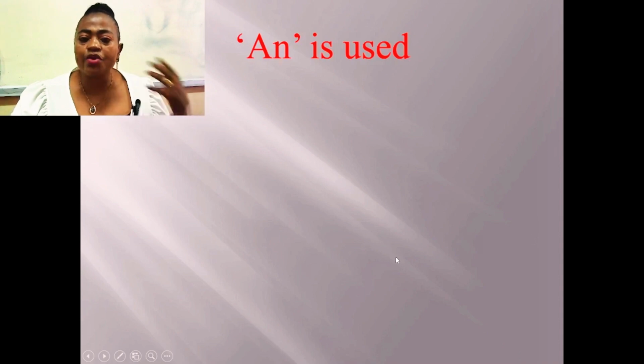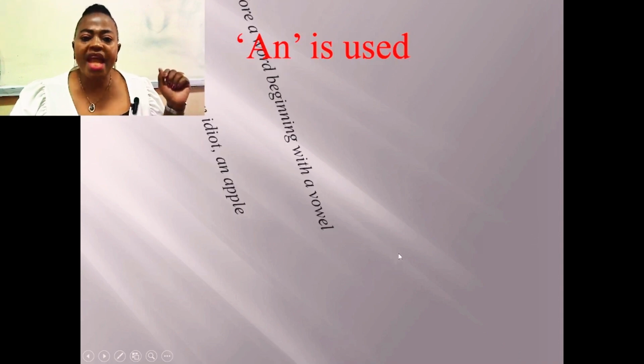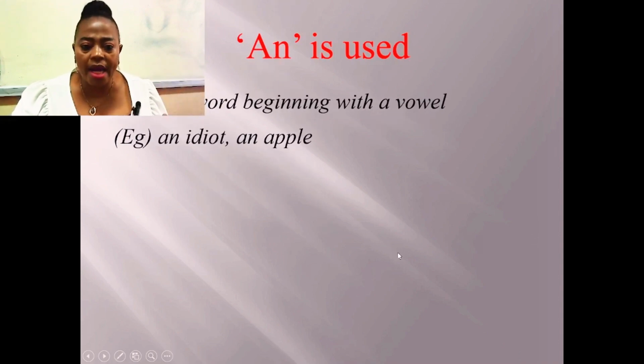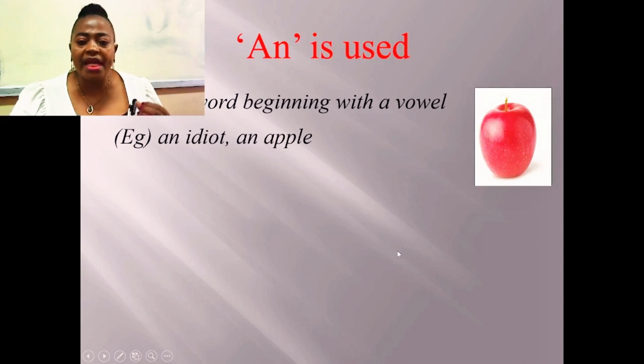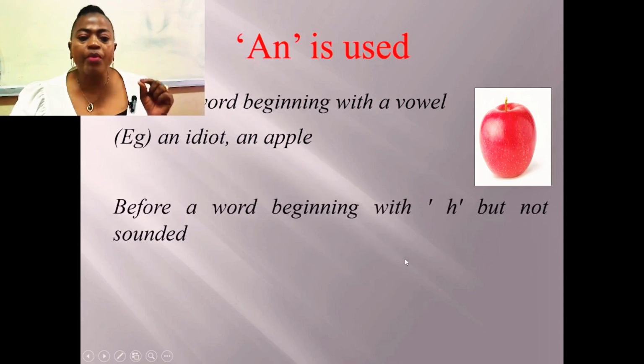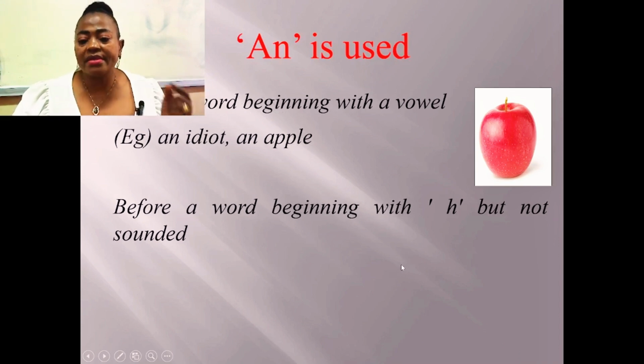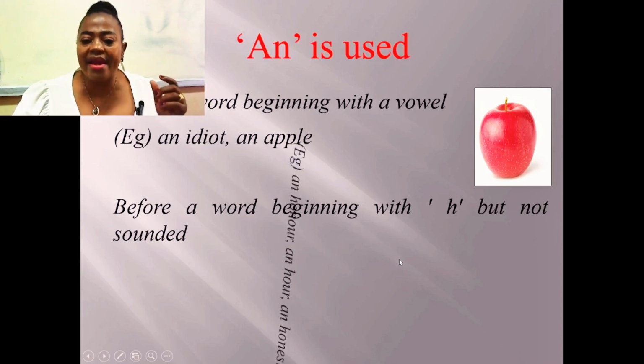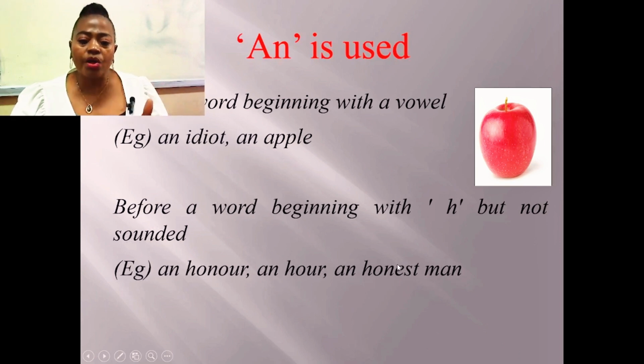There are different ways that we can use the article before a noun. And now we are going to look at how to use AN before a noun. Before a word beginning with a vowel sound, for example, an idiot, an apple. Idiot has the I sound. An apple, it has the A sound. So you must use AN. And we also have before a word beginning with H but not sounded. It begins with the H letter, but the sound is silent. For example, an honor.